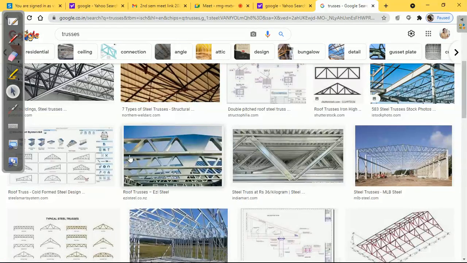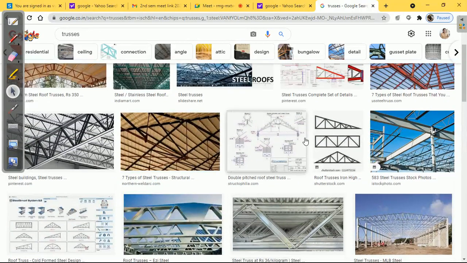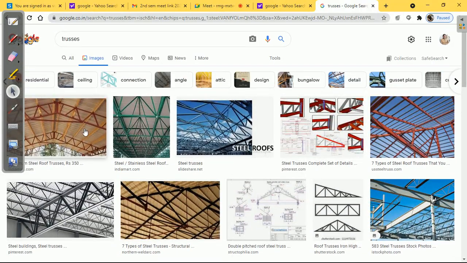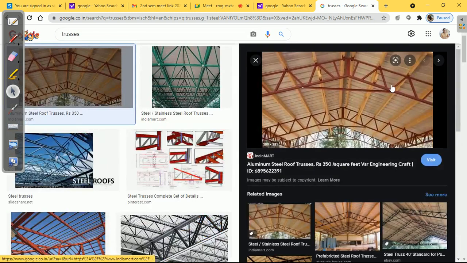What is the aim here? Observe that there are inclined members here. We need to find out what force is acting on each internal member because of the external load. What is the force coming on the member? Observe this figure carefully. What is indicated in red is considered a truss.